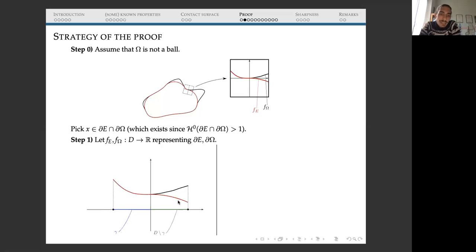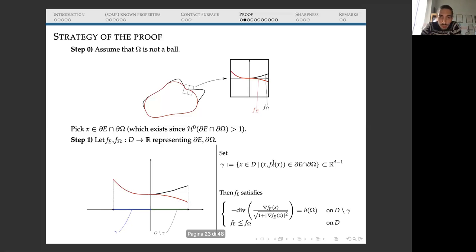So if it has constant mean curvature, it means that on this portion here, the function Fe will have to solve the constant mean curvature equation. In particular, if you restrict yourself to D minus gamma, then Fe will solve this equation, where the constant is exactly H of omega.